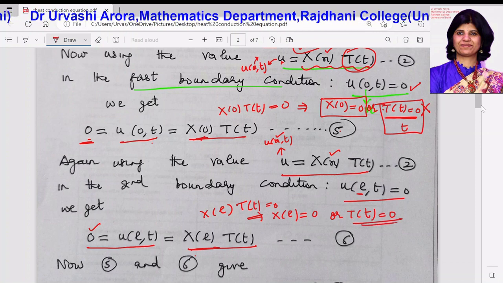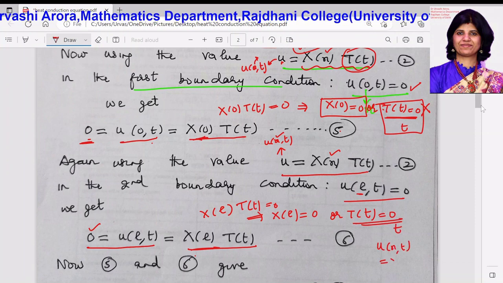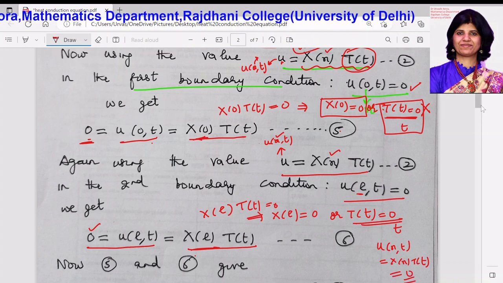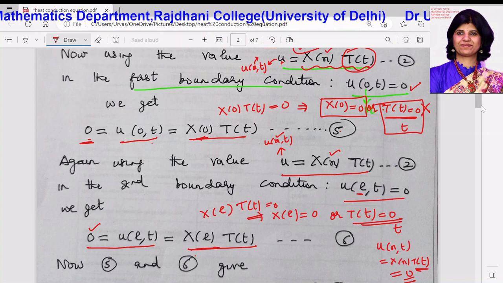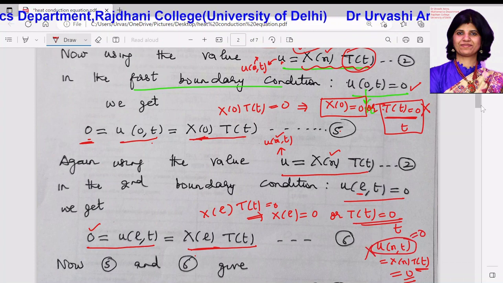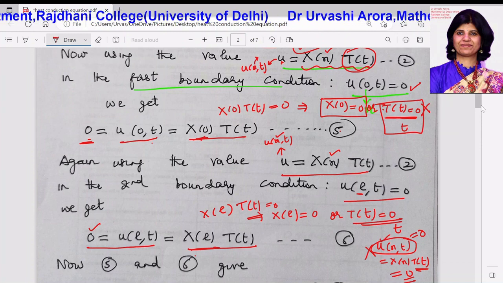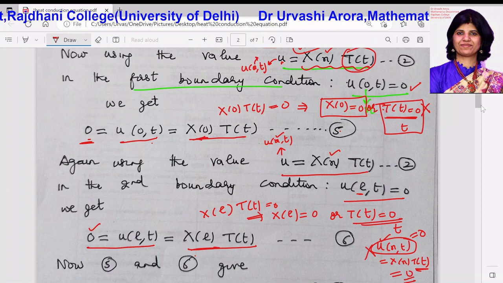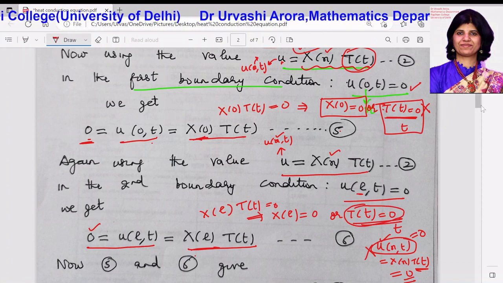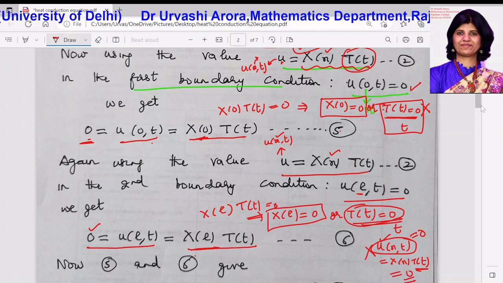And now if T(t) is equal to 0 for any arbitrary t, then u(x,t), which was taken to be the product of X(x) into T(t), will also automatically become 0, which means that u(x,t) would become 0. But this is not a solution of any interest to us, because we are looking for non-zero values of u or non-trivial solutions. This means that T(t) equal to 0 for all t is not possible. So the only possibility that we are left with is X(L) is equal to 0.